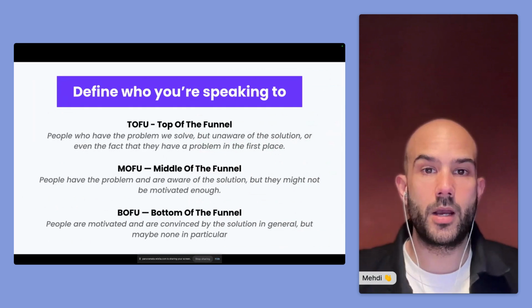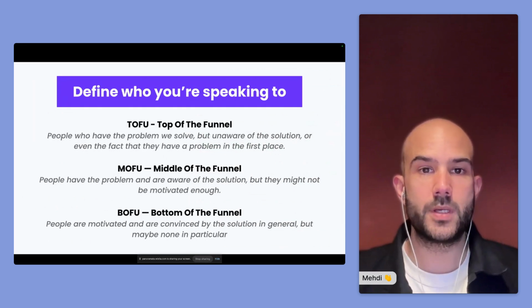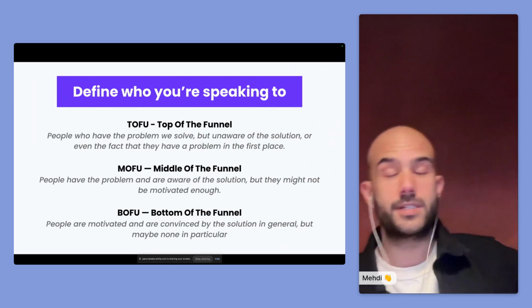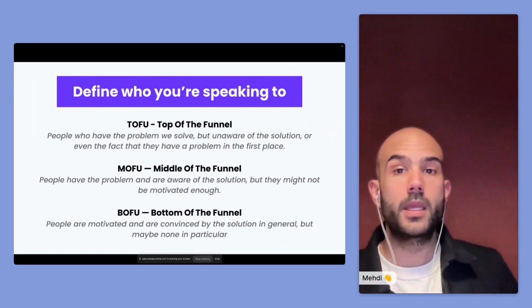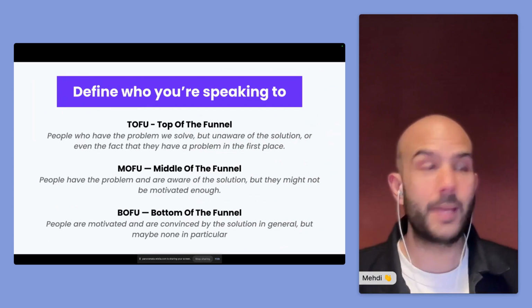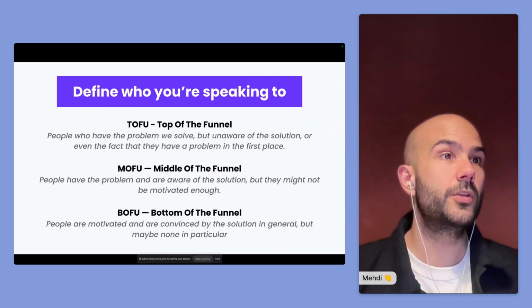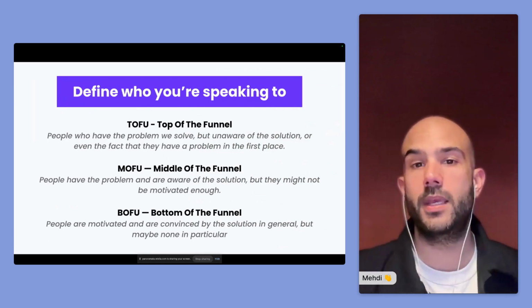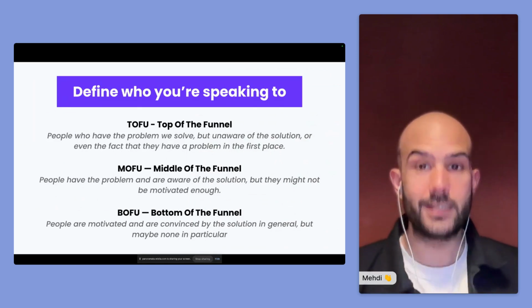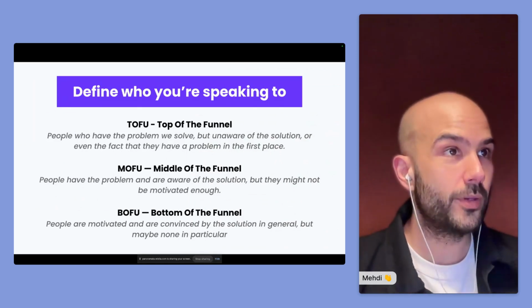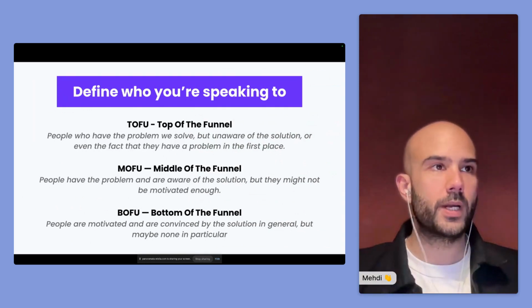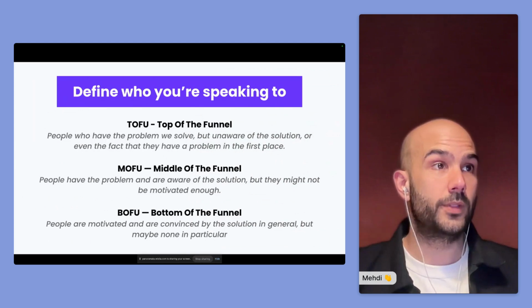There are plenty of examples here, but those are people who still have to discover either your solution, if it's an innovative solution, or just the problems that they have. If they have bad breath, they might, 1, not know it, and 2, not even know that there are supplements that can fix this. If they have some body acne, they might not know that it's actually called body acne. They might not know that there are products solving that for them. Those are top of the funnel audience, people that are not aware of what you're trying to sell to them.